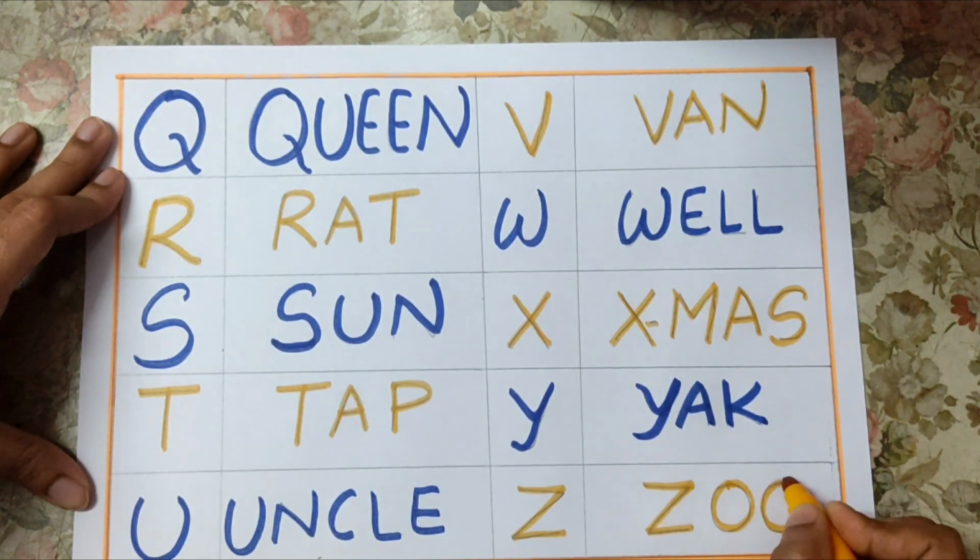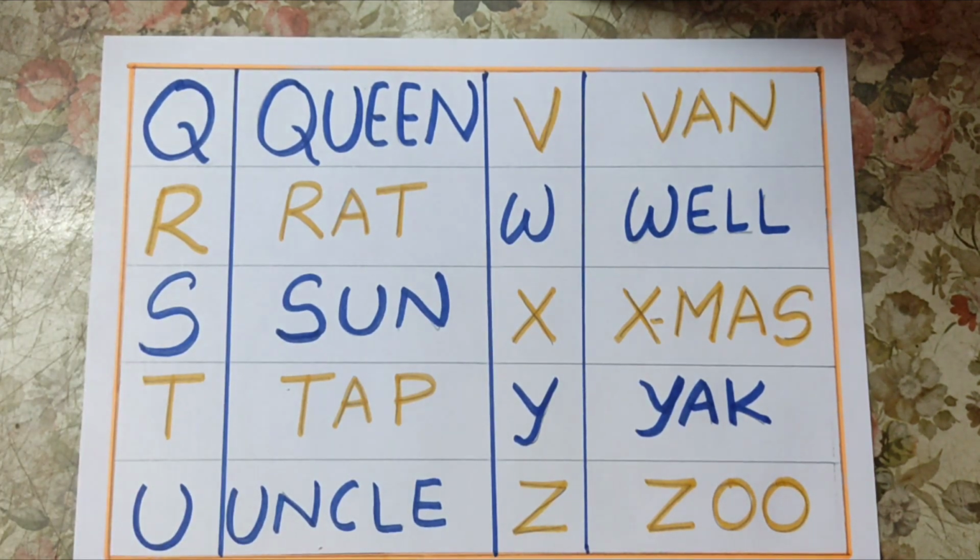Q for queen, R for rat, S for sun, T for tap, U for uncle, V for van, W for well, X for Xmas, Y for yak, and Z for zoo.